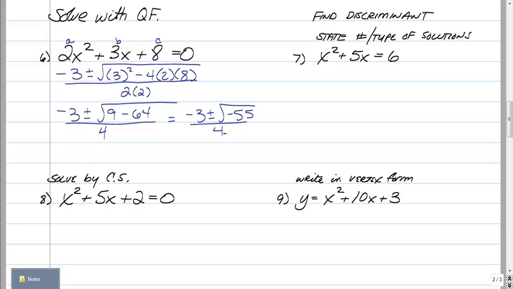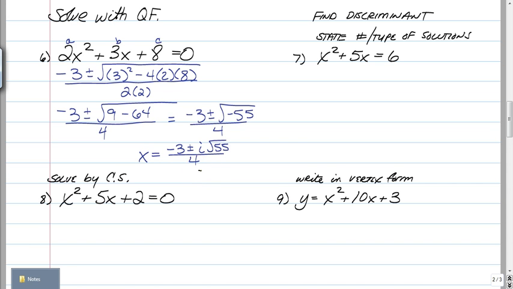Now 55 cannot be square rooted or simplified. However, you're not allowed to leave the negative inside the radical. So your final answer for this problem is x equals a negative 3 plus or minus i root 55 all over 4. Now you can split it up if necessary.